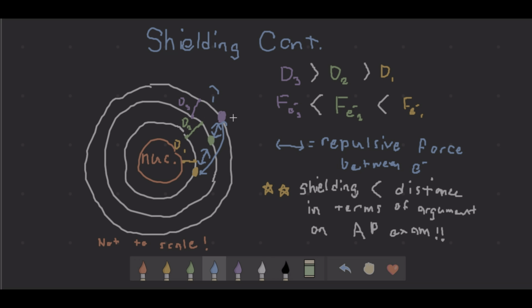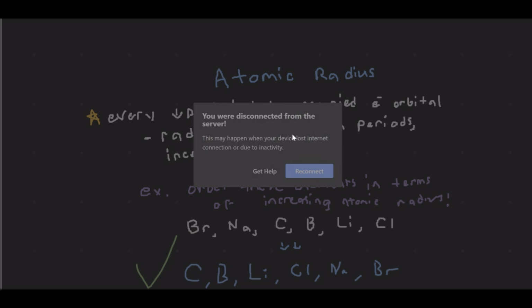A really, really important thing you need to know for the AP exam is that you need to use distance generally as your main argument when you're talking about the force exerted on particles, because it plays a bigger role than shielding, generally.